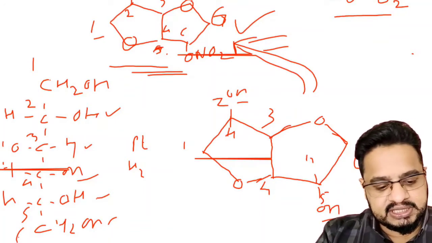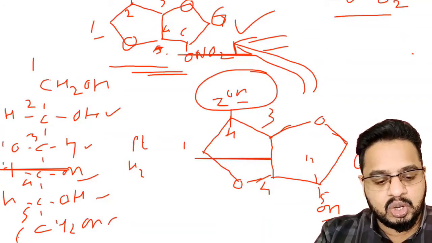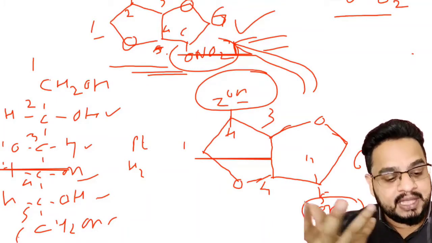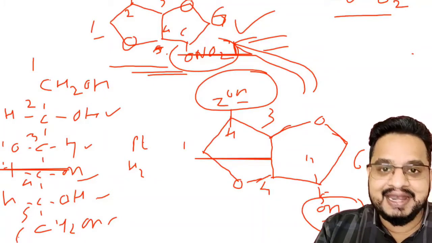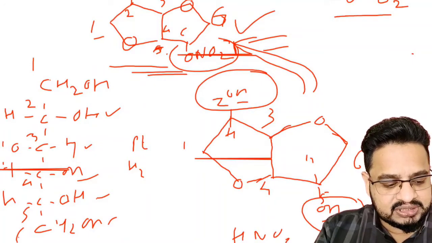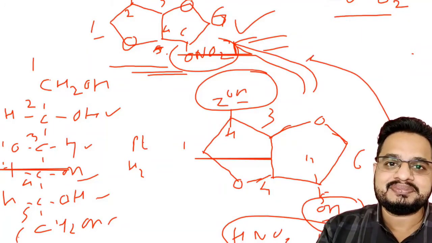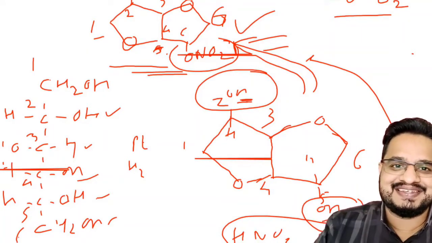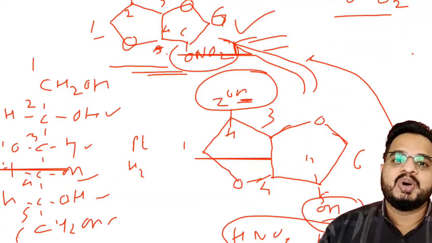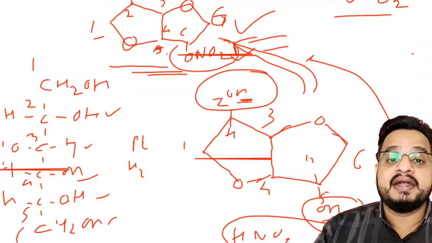So what is the difference? See here, the only difference is here is OH and here is ONO2. Here it is OH and here it is ONO2. So how are we going to change it? Again, it's very simple. That is the nitration reaction, nitric acid and sulfuric acid. If I use nitric acid and sulfuric acid, then this hydrogen of the OH will be replaced with ONO2. Here again it will come as ONO2, and you will get the final compound as isosorbide dinitrate.